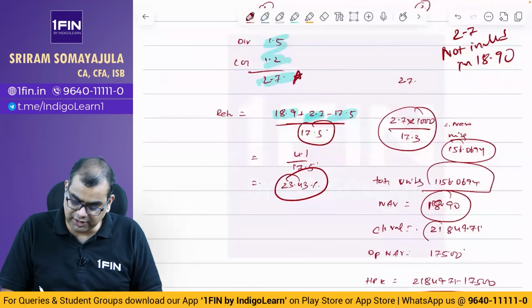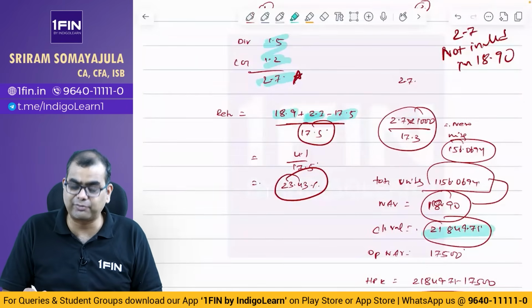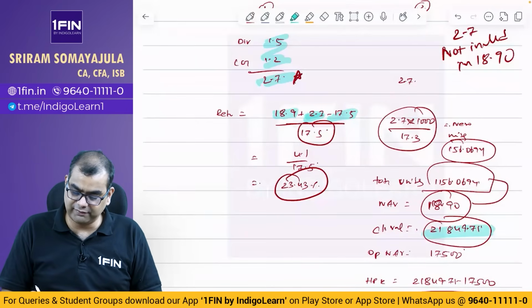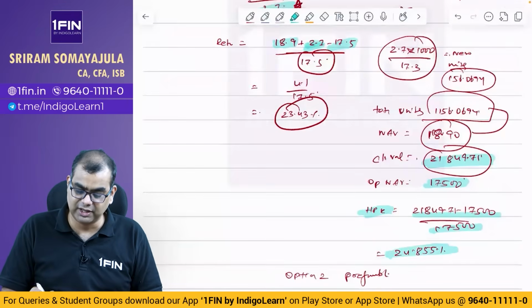So your closing value is 18.9 into 1156, which basically is 21,849.71. What was your opening value? Opening value was you invested 17.5. So 17.5 into 1,000, 17,500. The holding period return is 21,849 minus 17,500 by 17,500. You get 24.855. So which is better?